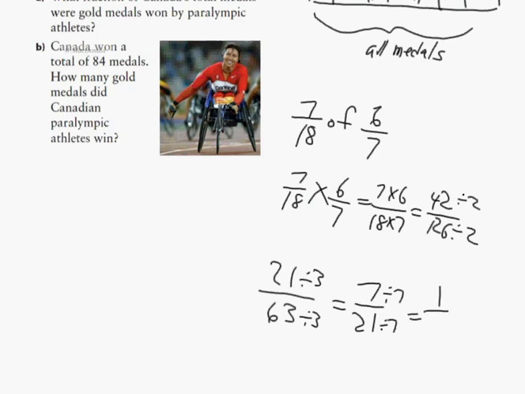So you get 1/3. So therefore, 1/3 of all the medals that Canada won at both Olympics, 1/3 of all the medals that were won are gold medals from the Paralympics.